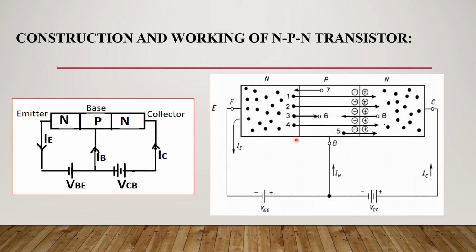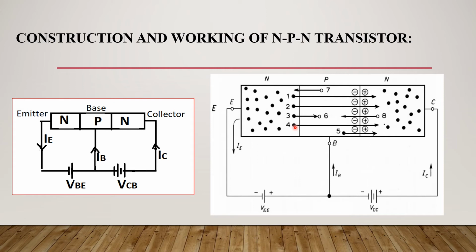Now, only a portion of this current is due to the movement of electrons 1, 2, 3 and 4. These are the electrons injected by the emitter in the base. Now, the ratio of electron current to the total emitter current is known as the emitter injection ratio, or the emitter efficiency, which is almost 0.995.